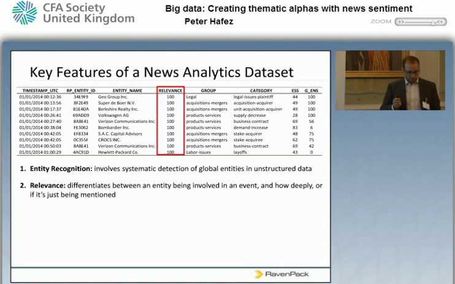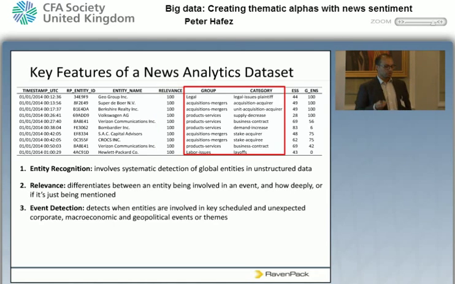But first of all, the first key attribute is obviously the entity recognition part. And obviously that's important in order for you to link it back to whatever you want to trade. The second part is relevance. So you can have multiple entities mentioned in the same story, but the story is not going to be equally relevant to all of them. So for instance, places are mentioned a lot in news. So you could have a story talking about Apple, the company based out of San Francisco. It's not really going to be about San Francisco as such. It's more about Apple.